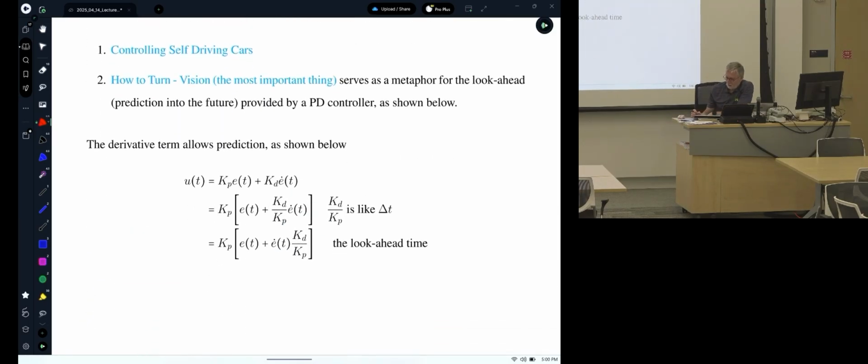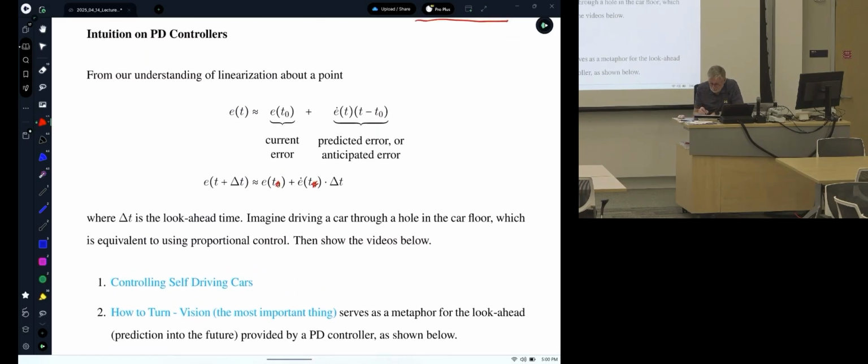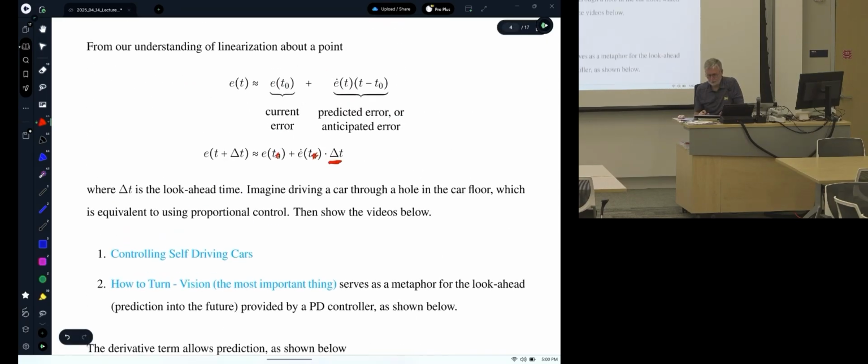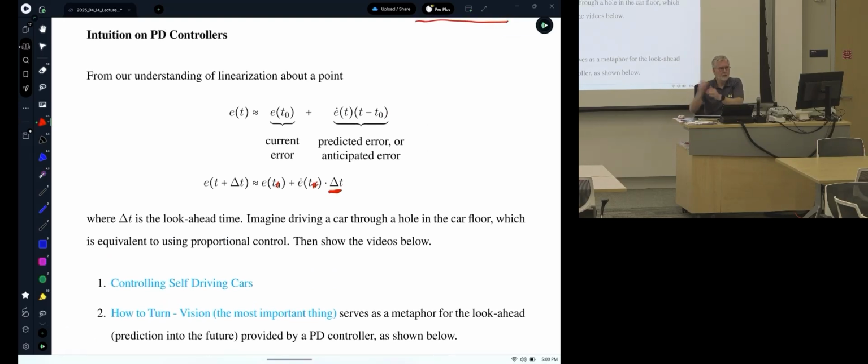Now here's a PD controller. You get Kp times E plus Kd times E dot. And so what I am showing here is that we've got the error plus a term times the derivative. That's this term right here, okay? So when we set the ratio, Kd over Kp, which is 1 over something we'll be looking at shortly, it's how far we are looking ahead into the future.